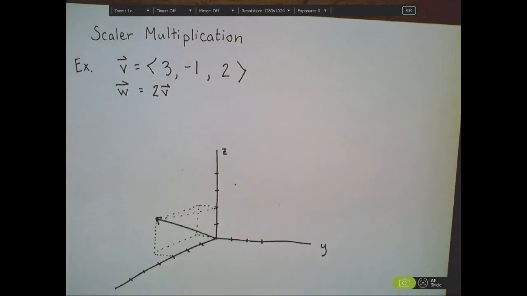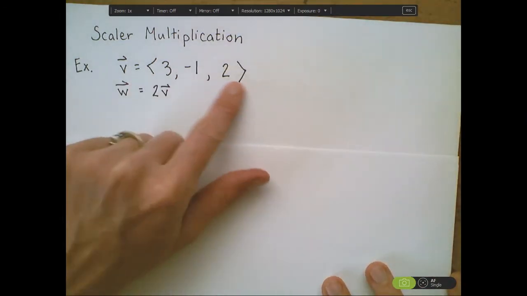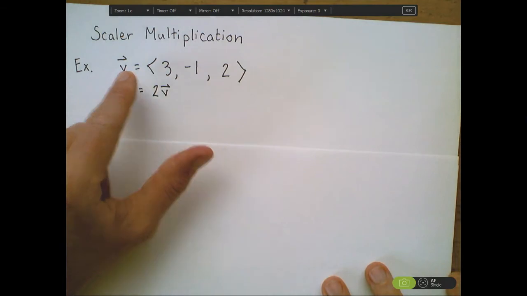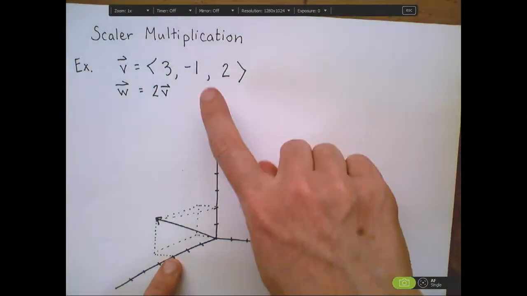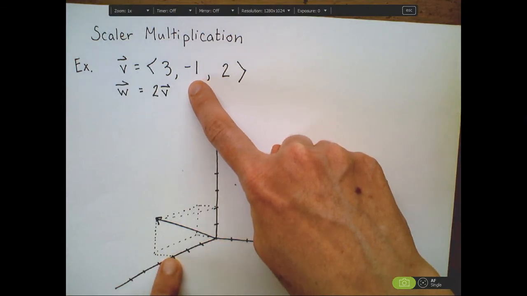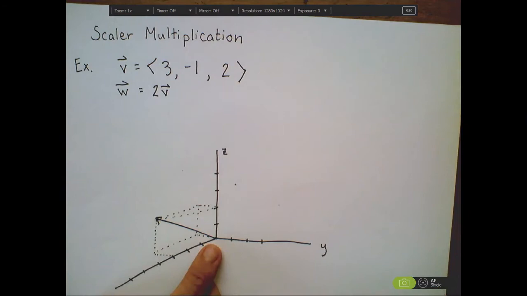Finally, I want to talk about scalar multiplication. So let's go back to the original vector that we started with. Our vector v from the first example is this three-dimensional vector, and I've drawn a picture of it here. So this is moving 3 in the x direction, -1 in the y direction, and up 2 in the z direction, which gives us this vector.